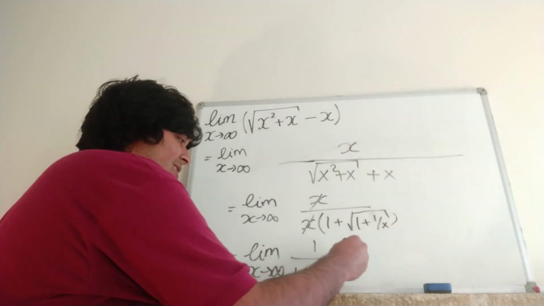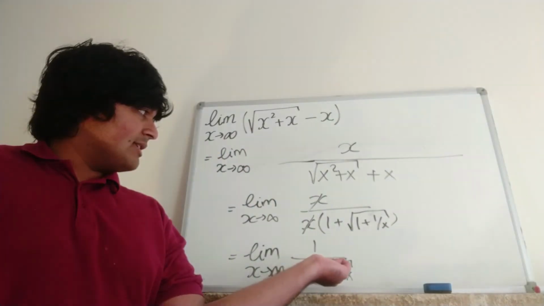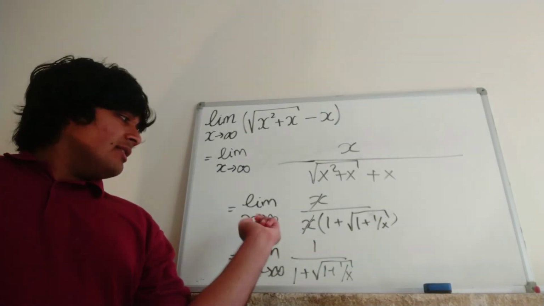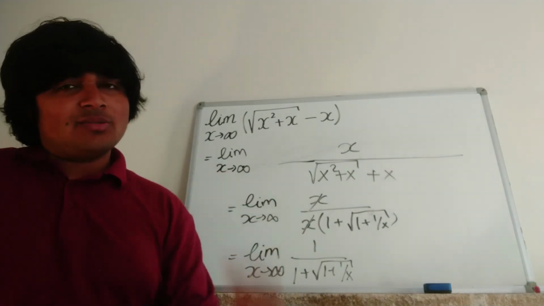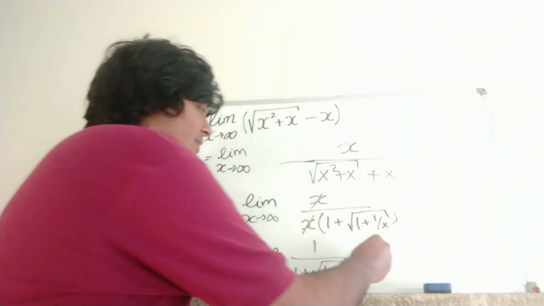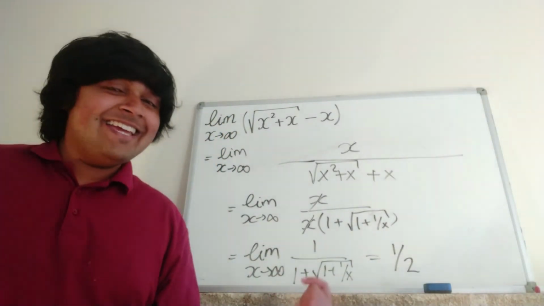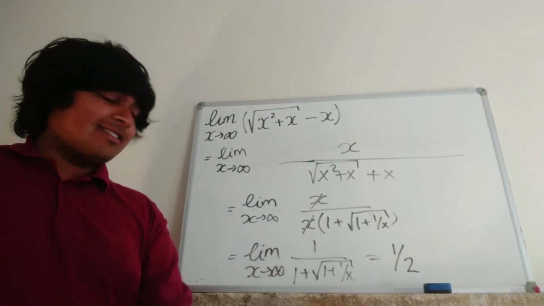root of 1 plus 1 over x, and now we can just plug in infinity, because of course 1 over x is going to go to 0, so we've got 1 over 1 plus the square root of 1 plus 0, so that's 1 over 1 plus 1, which is 1 over 2, so a half. So this actually converges to a half. So nowhere near infinity as I first thought, but it does indeed converge, so quite a nice number, a half.